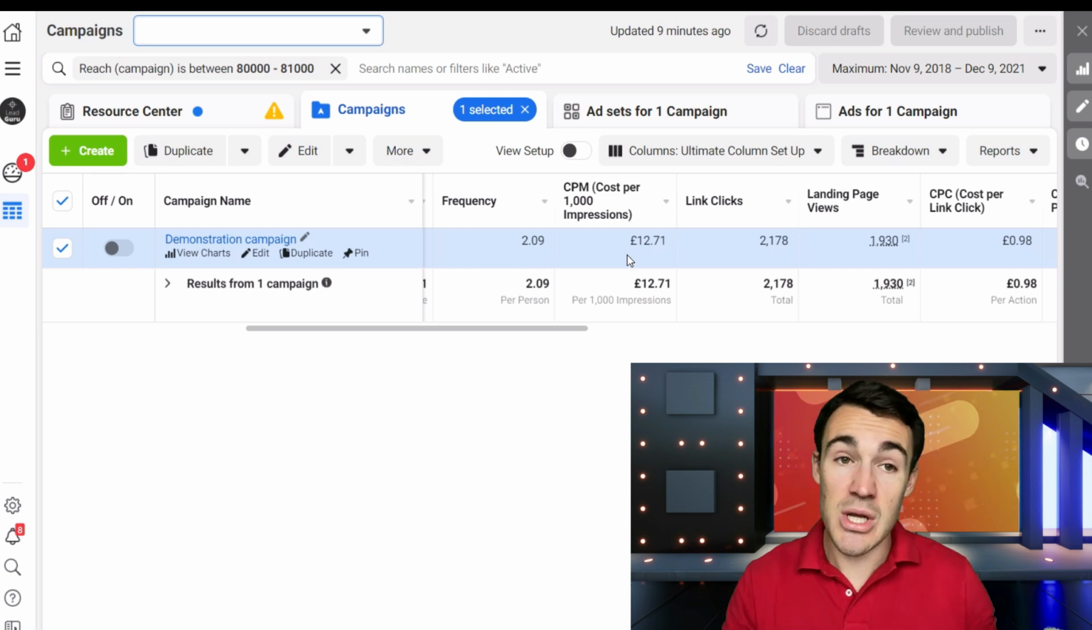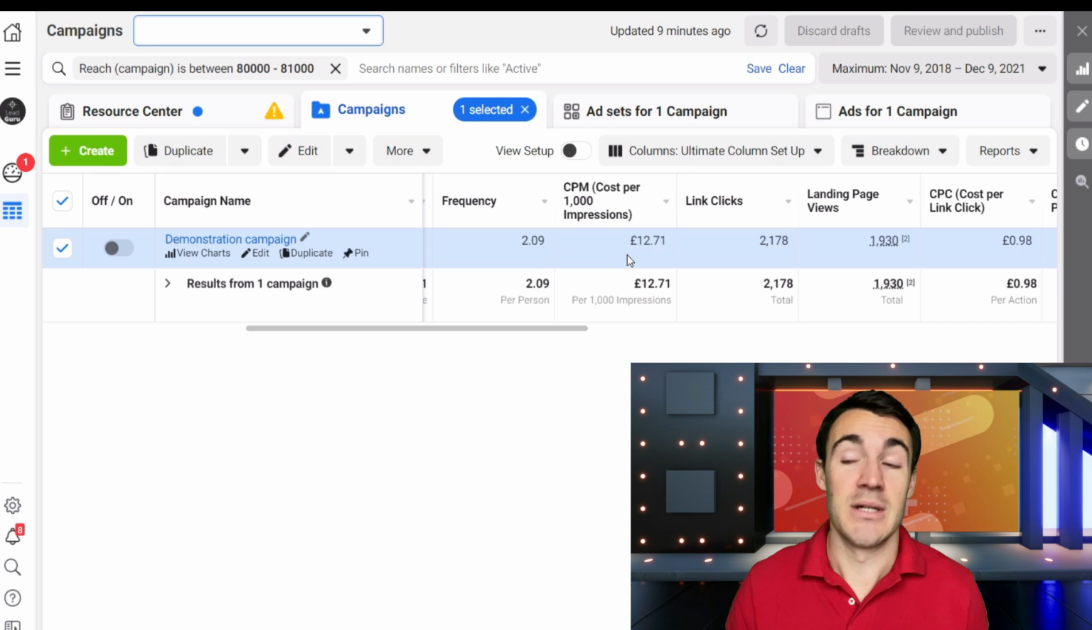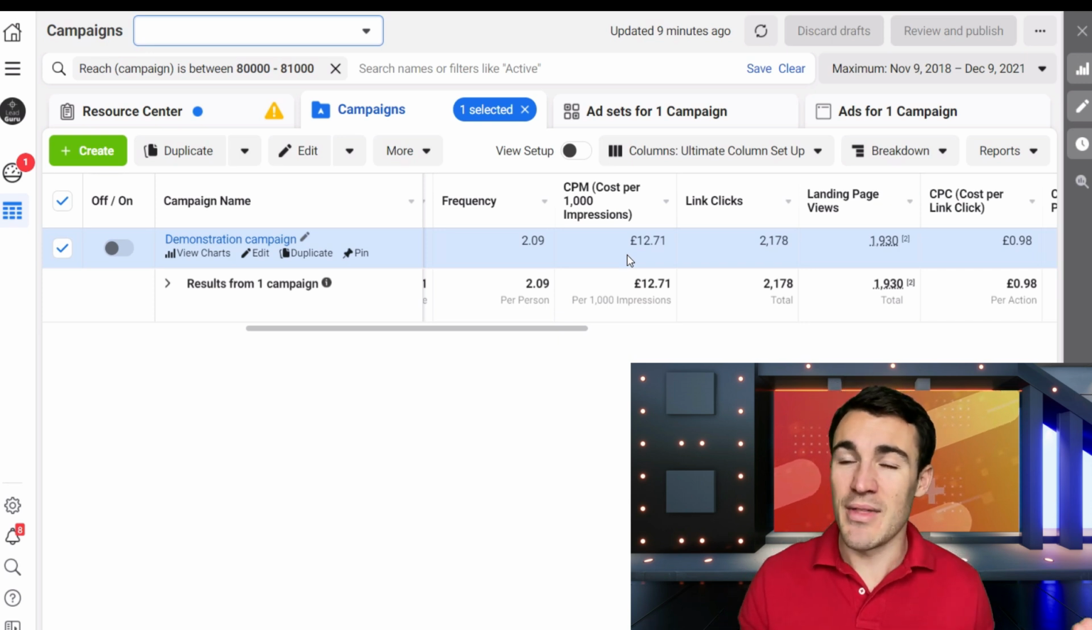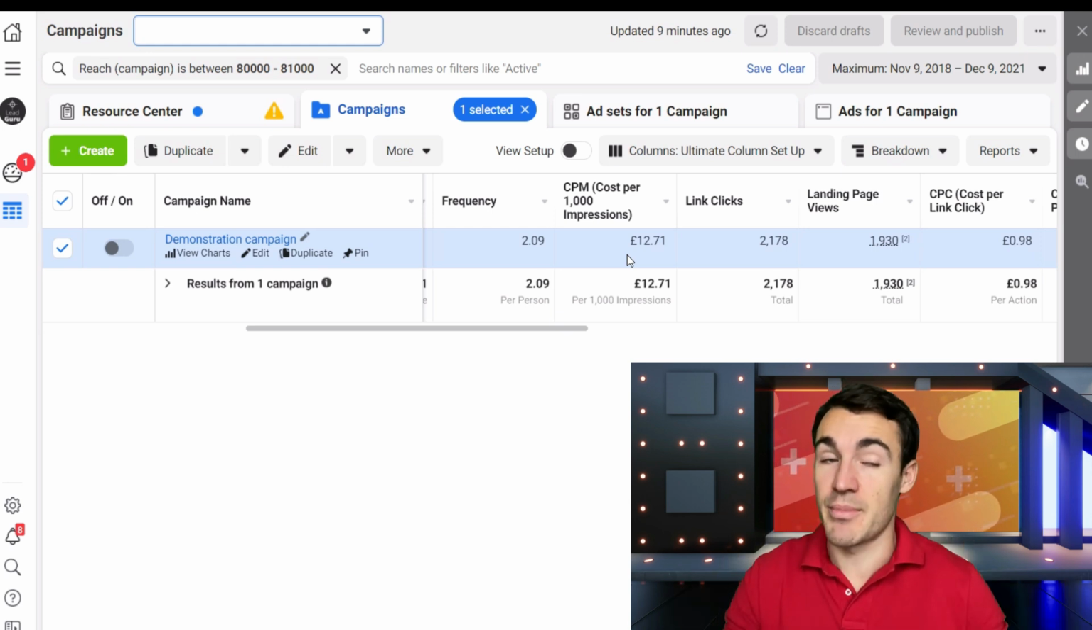And you'll see that perhaps some campaigns have a much higher CPM than others. That could be for a few reasons. Maybe your targeting's not as good. You're not quite reaching the right people. Therefore, they're not engaging with your ads. Therefore, Facebook is charging you more to reach them. Yes, that does happen.